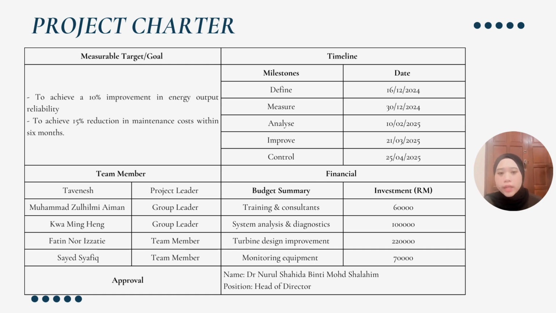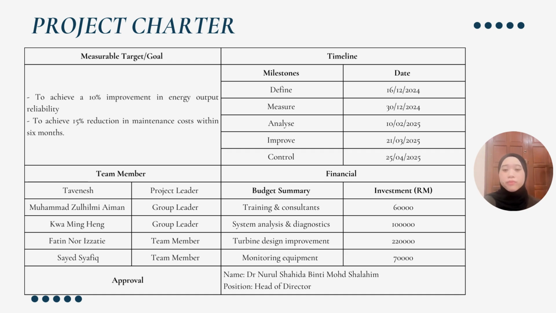Okay, next is our target. Our target is to achieve a 10% improvement in energy output capability and a 15% reduction in maintenance costs within 6 months. Next is our timeline. We start the define phase on 16 December 2024 and the measure phase on 30 December 2024, and after this we start analyze, improve and control. Okay, next is our team member.